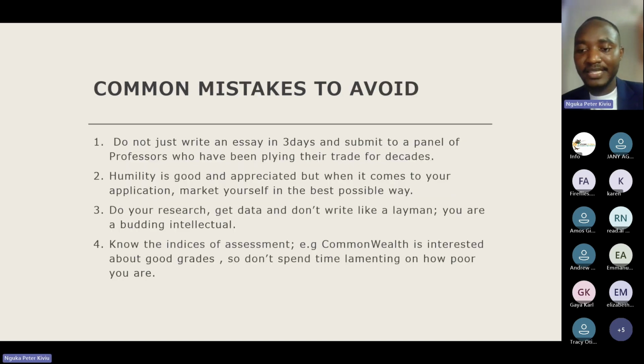So in this next part, I'll be basically taking us through the common mistakes that you need to avoid when you are doing scholarship applications. So we are starting with this one. Do not just write an essay in 3 days and submit it to a panel of professors who have been plying their trade for decades. Assuming you want to apply to a university that delves into matters of trade, and you just wake up one morning, scribble something on paper, and send it to a university of professors who interact with trade on a daily basis, my friend, you will be sure that you're going to fail in that scholarship.